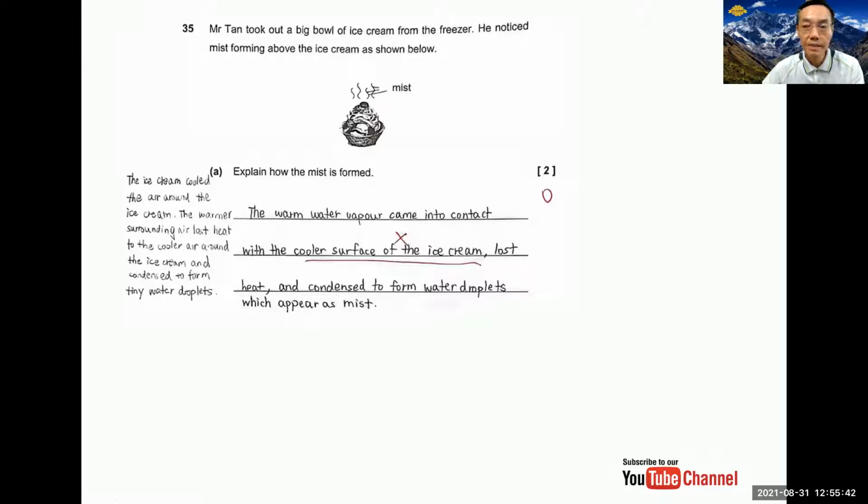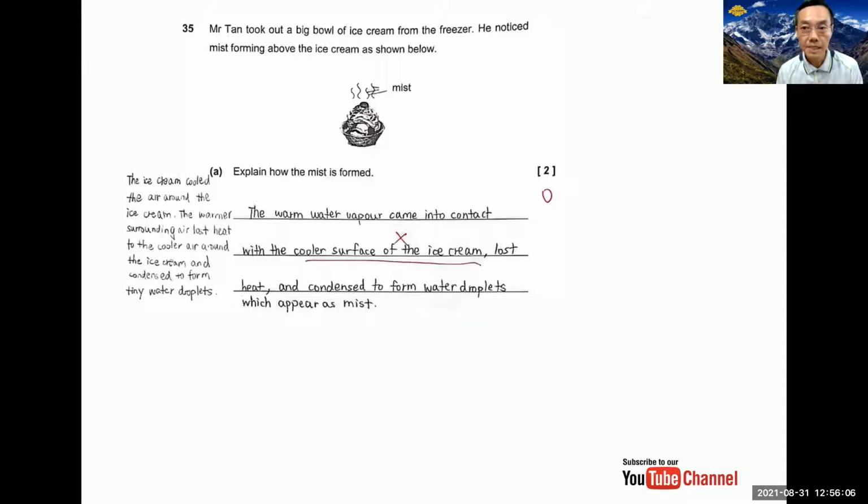not been careful in marking her wrong, because you can see here, her conceptual understanding is correct, because indeed the warmer water vapor actually came into contact with the cooler surface of the ice cream and indeed lost heat and condensed to form tiny water droplets, which appear as white mist.